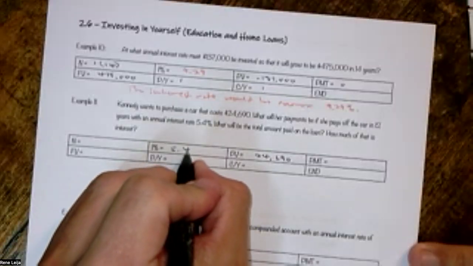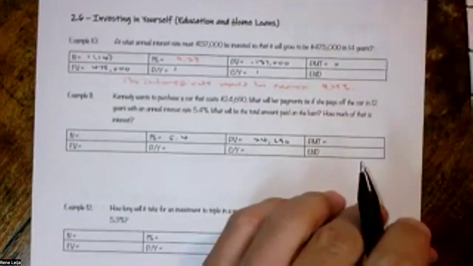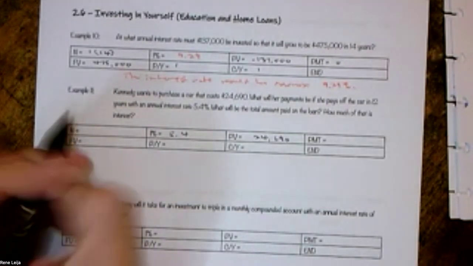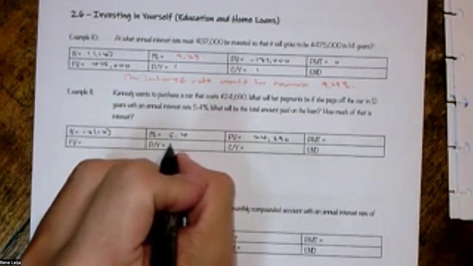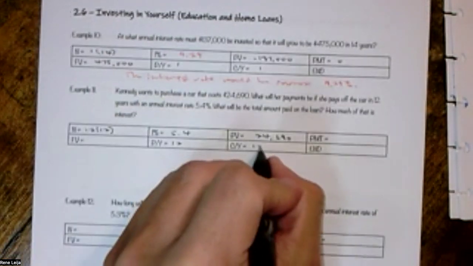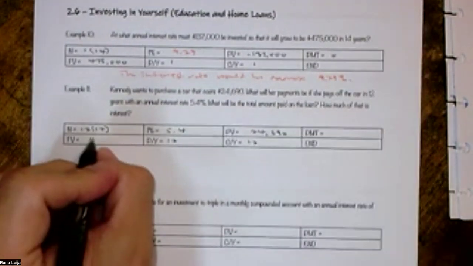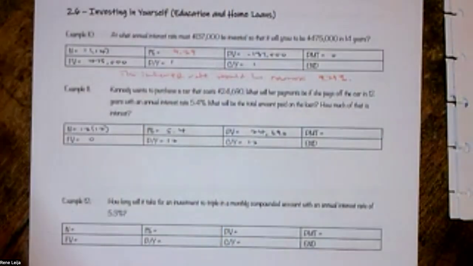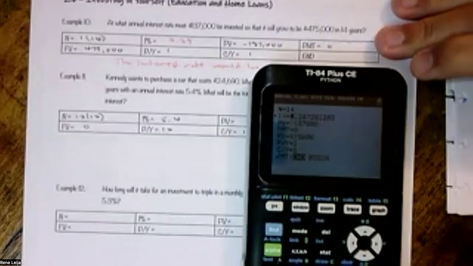So the annual interest is 5.4%. She wants to pay the car off in 12 years. So that means that every month for 12 years, so the compounding period is 12, which means our PY and our CY is going to be 12. And then we want the future value to be 0. Okay, so we have all our values. So here we go.